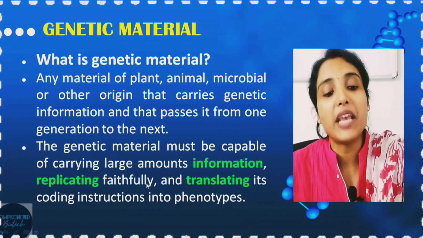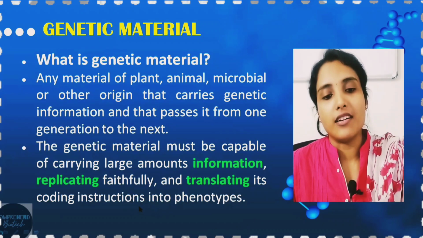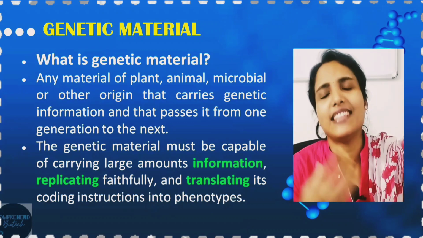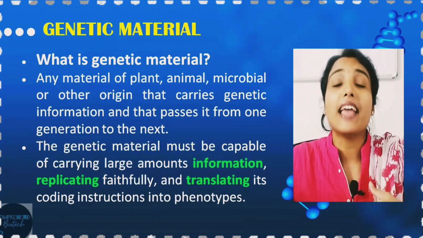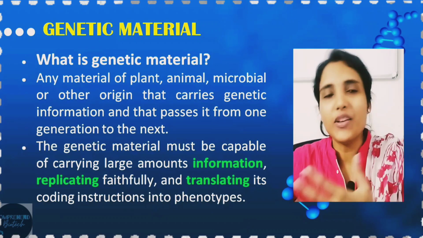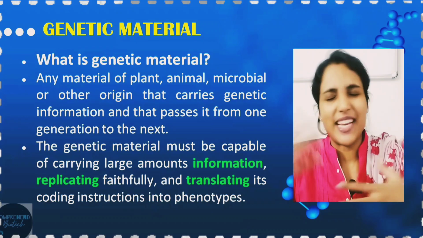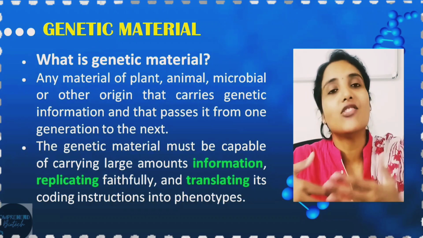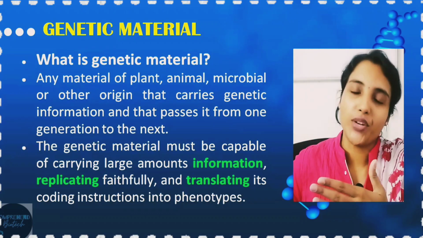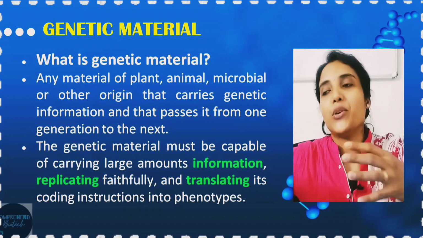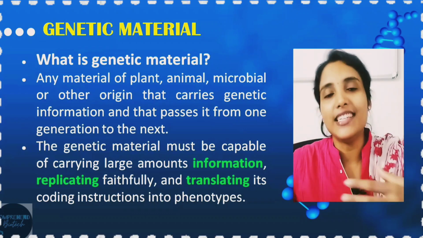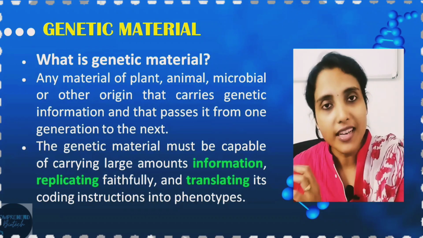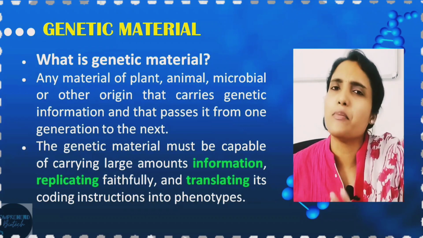And the third thing is it should be able to translate its coding instructions into phenotypes. So basically, whatever information is there in the genes or in the genetic material, it should be able to be expressed or translated into what we need for our body. By now you might be aware of the central dogma of molecular biology. DNA is transcribed to messenger RNA or mRNA, which is translated into proteins. So that is a process where you get a protein from a gene. That is called gene expression. So a genetic material must be capable of being translated into a particular information, finally resulting in a particular phenotype.